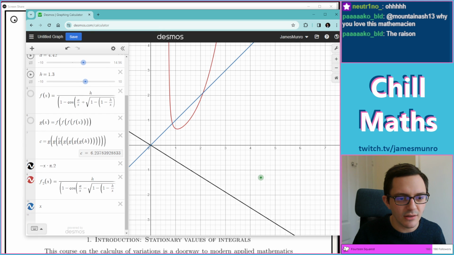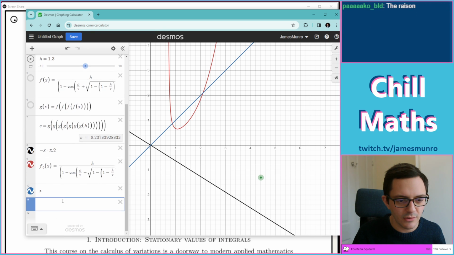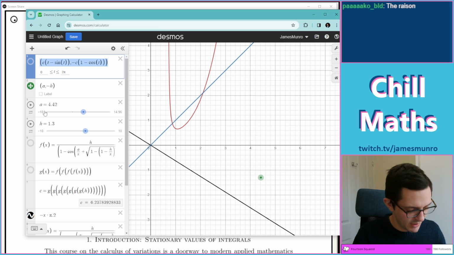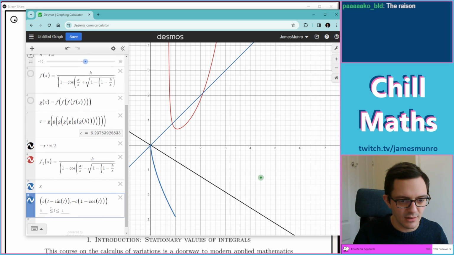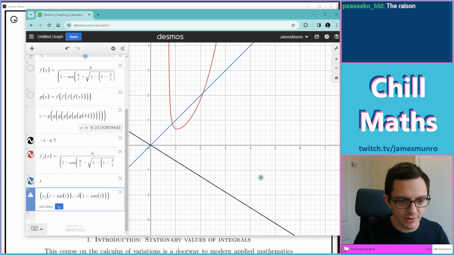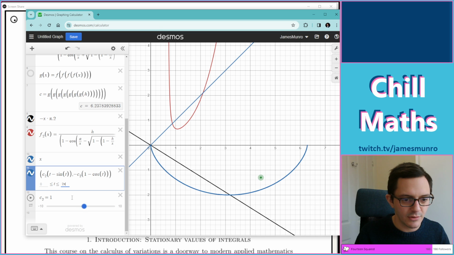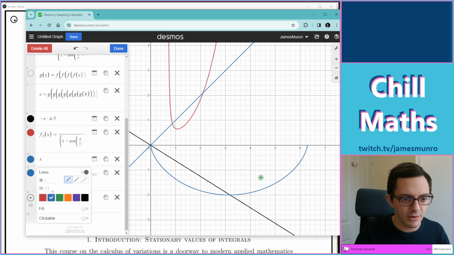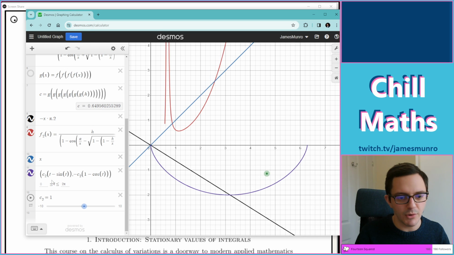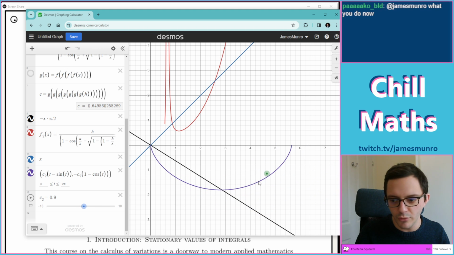Okay, let's think. What do I want to do? I think I want to copy this. I have a kind of C2 going on. Let's think. What values of C2 do I actually want? So this is going to be my new one. What colour was this in? Purple maybe? This is my new one. And what do I want? I want C2 to be, in this case, something like 0.7.